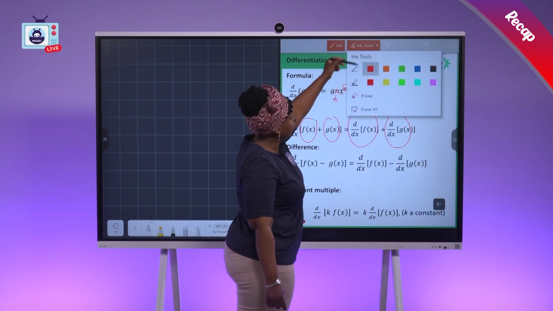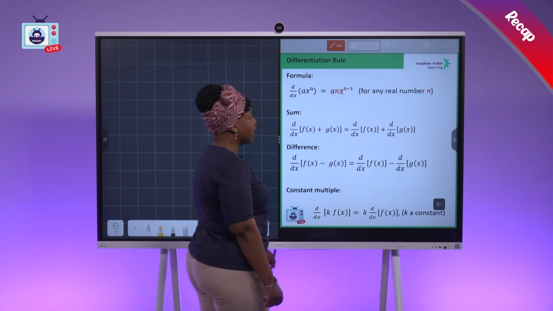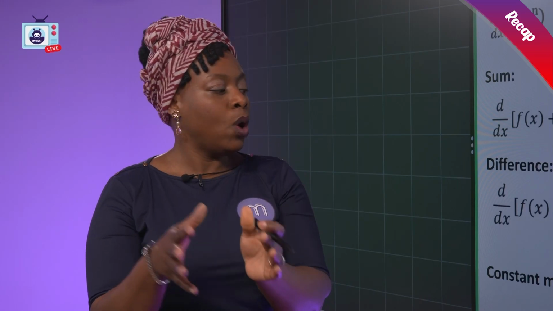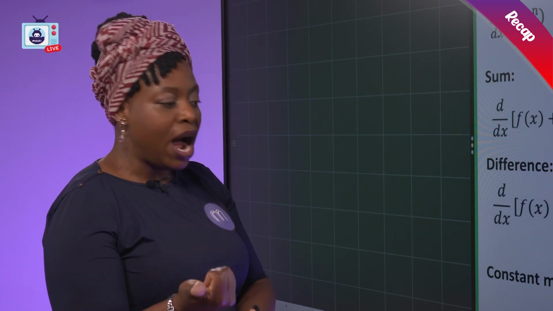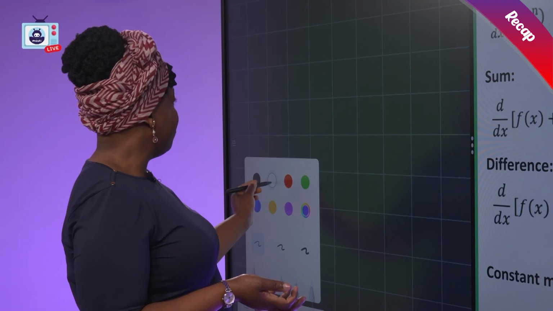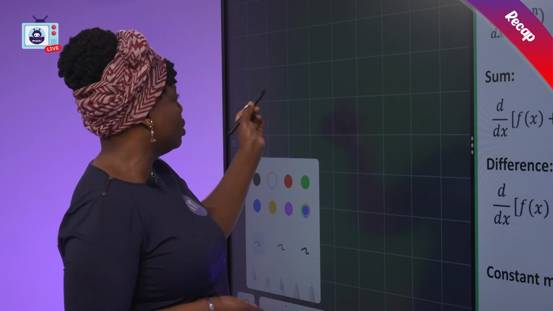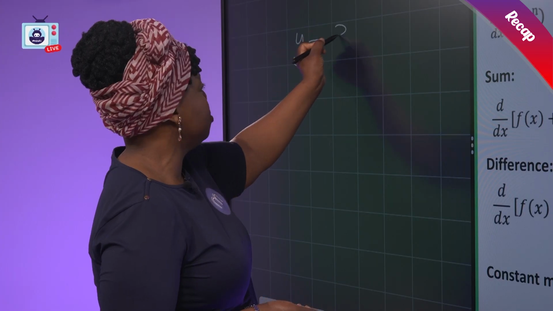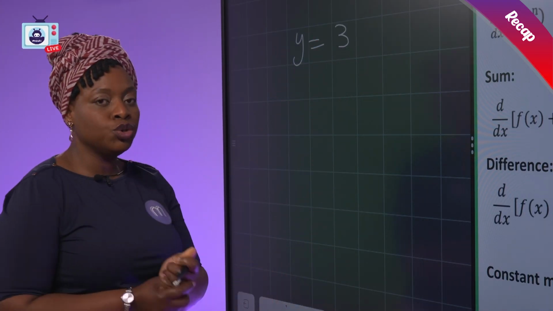So you just have to make sure that you look at what you have and treat them as equal as possible. Then we have one more that we have not done, the constant one. Whenever they give you a constant to derive, say for example, you were given that y is equal to 3, right? And they want you to derive that.